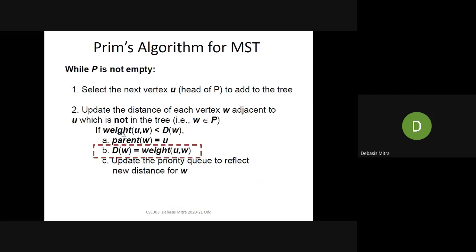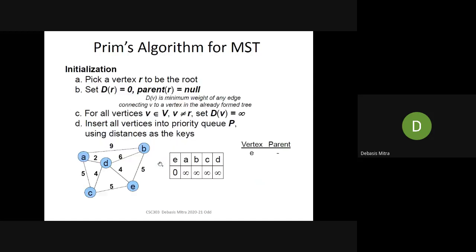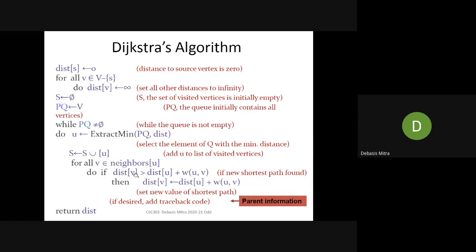Here, what we have done is: if weight is less than DW, we will update with this. But here, if the D value of V is greater than the D value of U plus the current edge we are considering, then we will update the D value of V with not only the D value of this, but we'll add the weight of that edge to this value of U. This is the extra part we are doing.